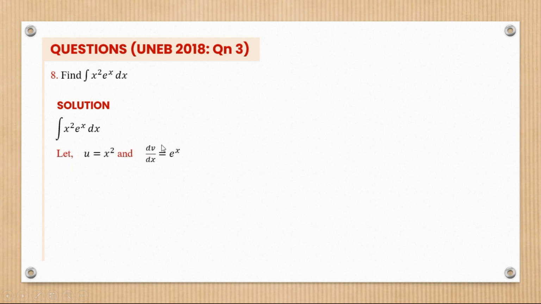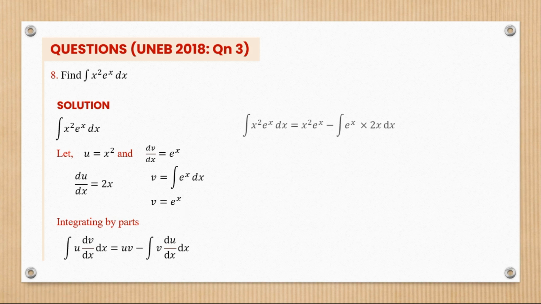So let's choose this. I've chosen to make my u equal to x squared, and I've chosen dv/dx to be equal to e^x. Now what I know is that the derivative of x squared is, so I have du/dx equal to 2x, and if I want to find v, I'll have to find the integral of e^x, which is just e^x, so v is equal to e^x.